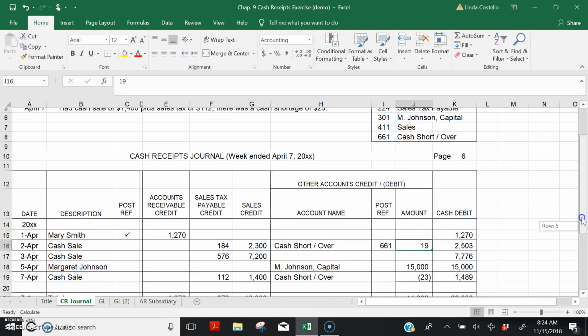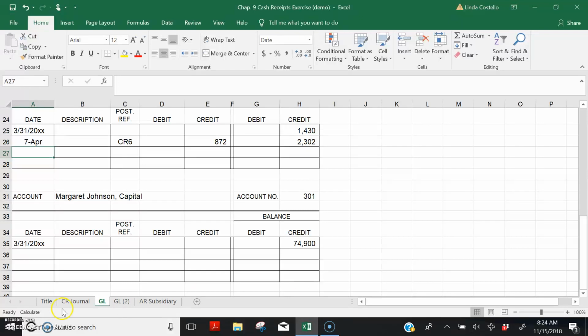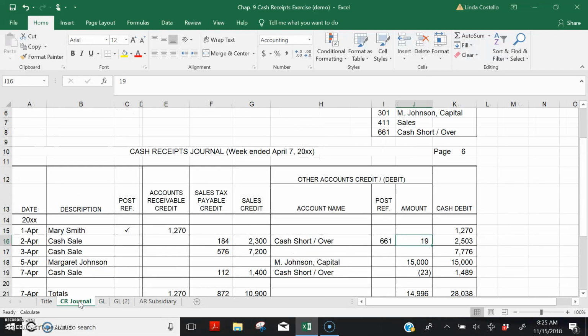Turn to account number 301 in the general ledger. Date April 7th. Posting reference CR6. Credit $15,000, leaving an $89,900 credit balance in the account. The previous $74,900 credit balance plus the $15,000 credit we just posted. Return to the cash receipts journal and record account 301 in the posting reference column next to the $15,000 credit amount.